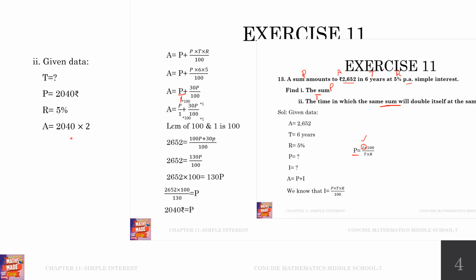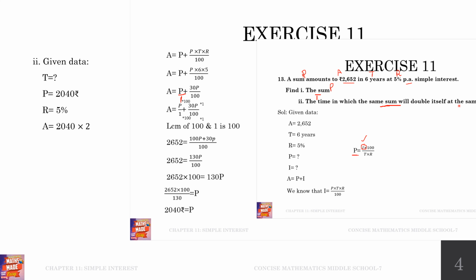That means if he has taken 240, then it will become double. That is 240 plus 240. So I have multiplied it. You know, repeated addition is multiplication, right? So this is why I have multiplied 240 into 2. Let me explain once again. The time in which the same sum, the amount taken is same, that's why I have mentioned P as 2040, will double itself. That means while returning back, the amount will double. So amount is 240 into 2.